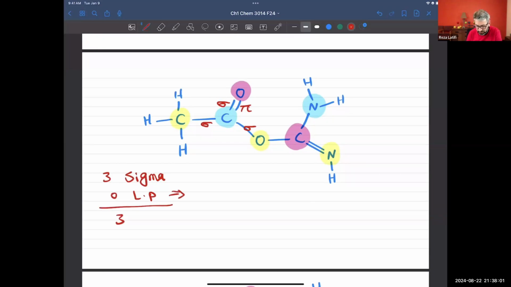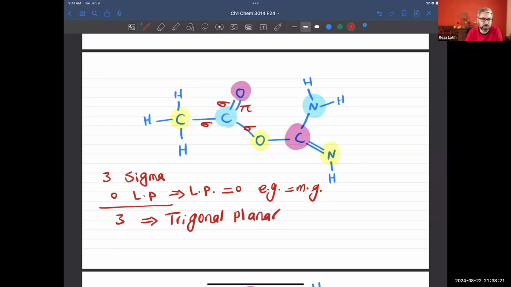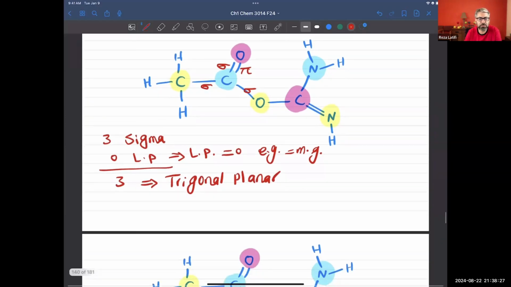And because we don't have a lone pair, it equals 0. That means the electron geometry is going to be equal to the molecular geometry, and I got them equal to 3. So this is going to be trigonal planar.